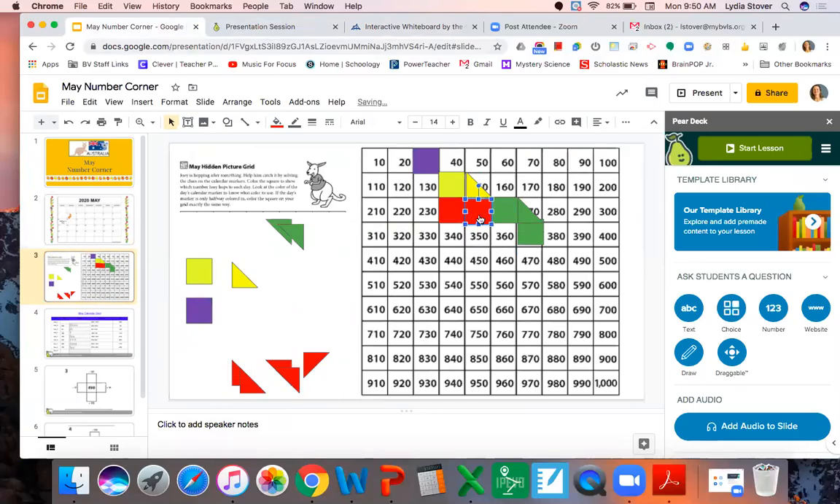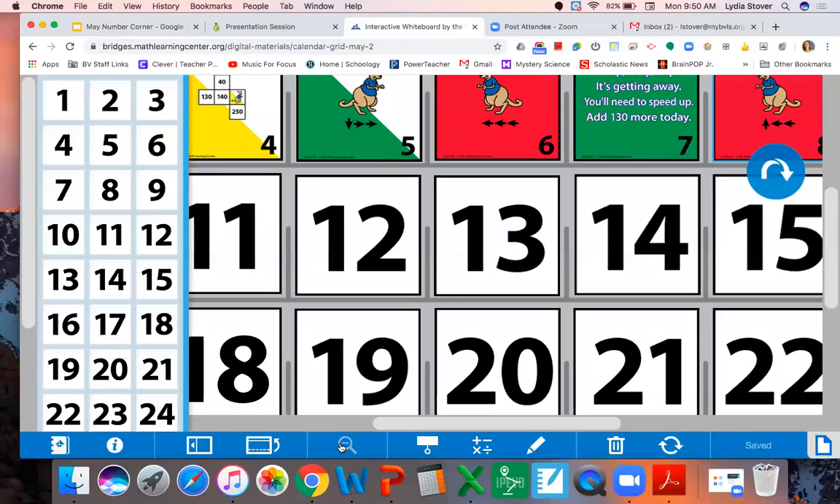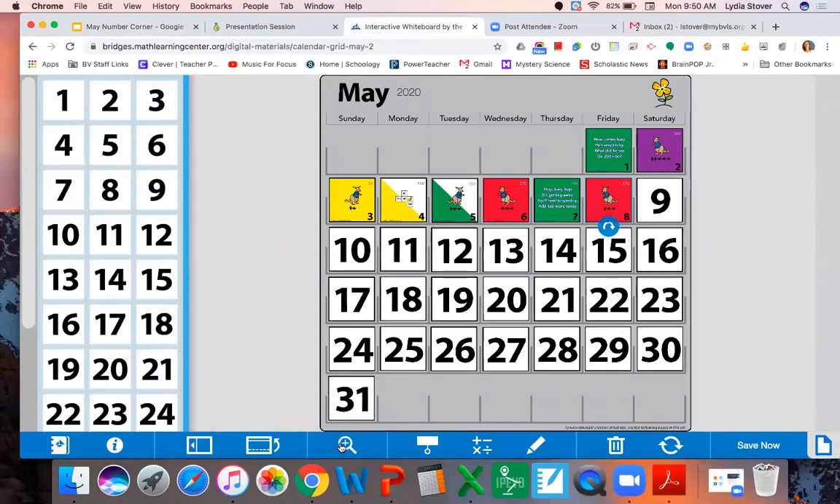There we go. Get your crayons out, make sure you color that red. I'm going to zoom back out. Let's think about what might come up next. What color is she going to jump to next on the 9th?